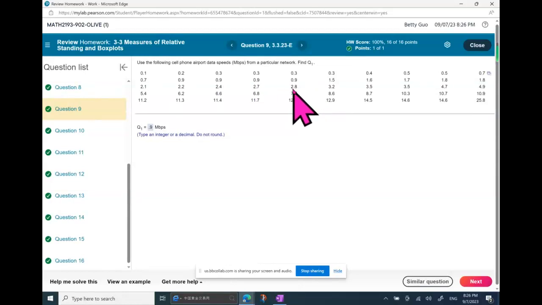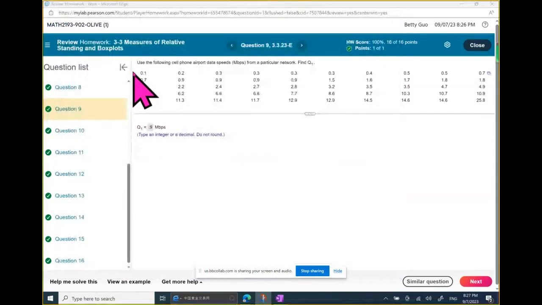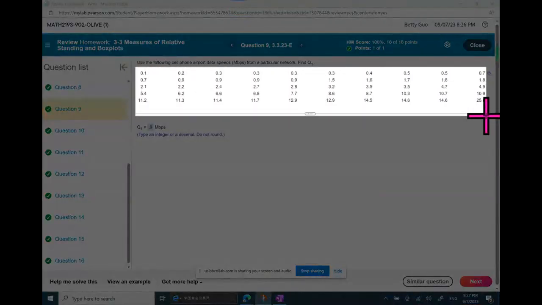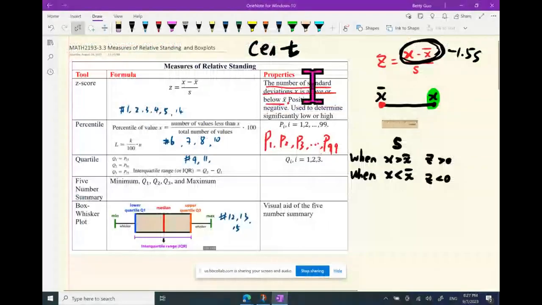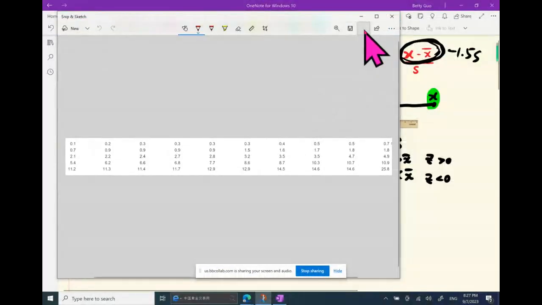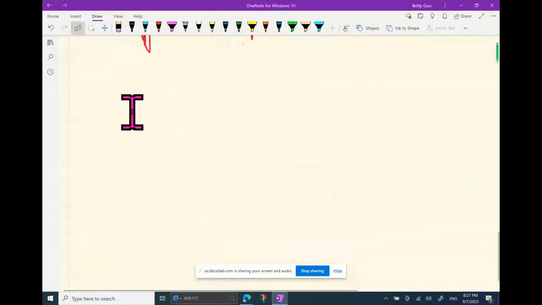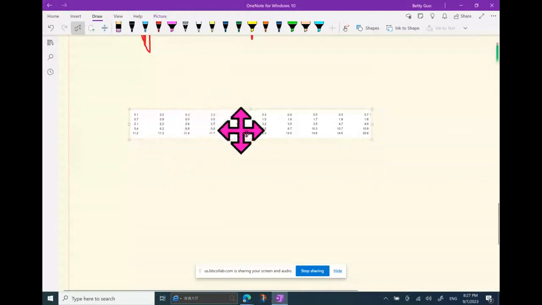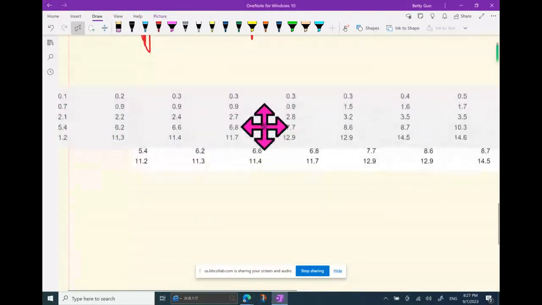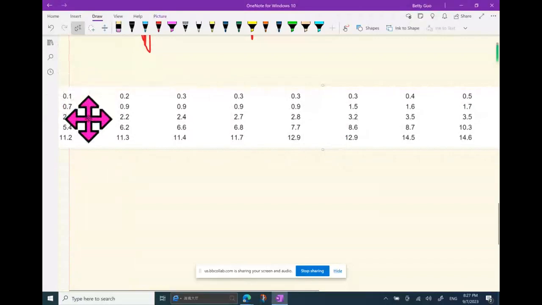This is 2.8. Do you see that, guys? 2.8 is the 25th value among the 50 values, right? Let me draw something here. The question asks us to find Q sub 1 first. Q sub 1 is the median of the lower half.